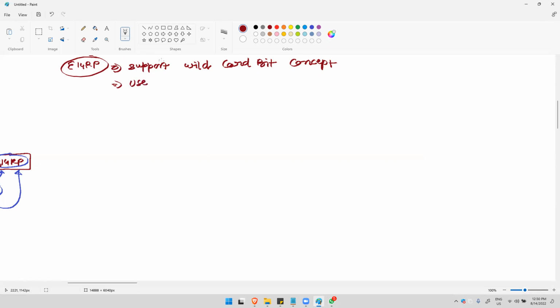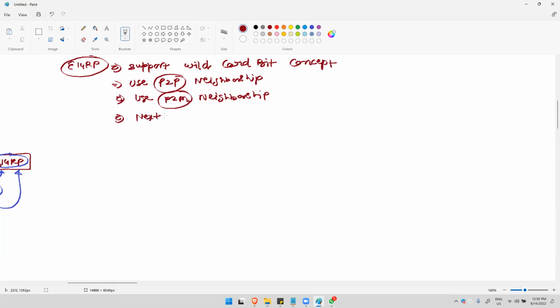Use P2P neighborship. Use P2M neighborship. P2M means point to multiple, multi-point. Clear? Okay. EIGRP.